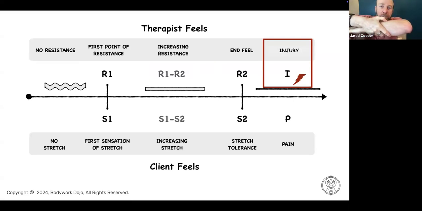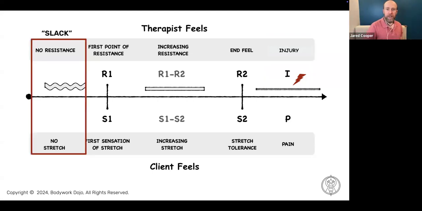So when you compress tissue, look, R1, first point of resistance. R2, I can't go any deeper than that, it just doesn't sink anymore. So compression, tension, shear, R1 and R2 are all going to work. Here I'm demoing with tension because it's the easiest one to understand.